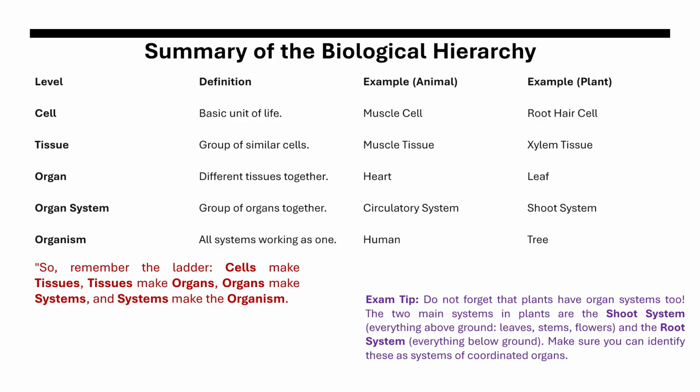You should not forget that plants also have organ systems. The two main systems in plants are the shoot system, everything above ground: leaves, stems, flowers, fruits, seeds, everything, and the root system, everything below ground. Make sure you can identify these as systems of coordinated organs.